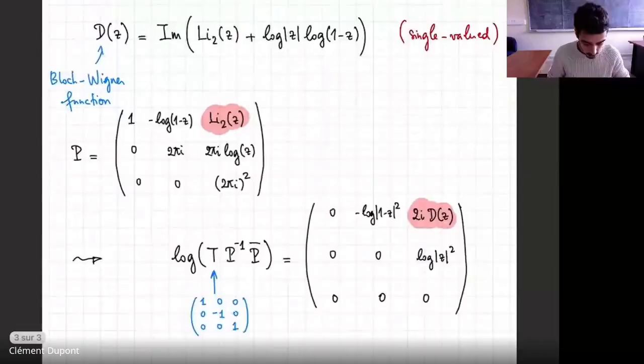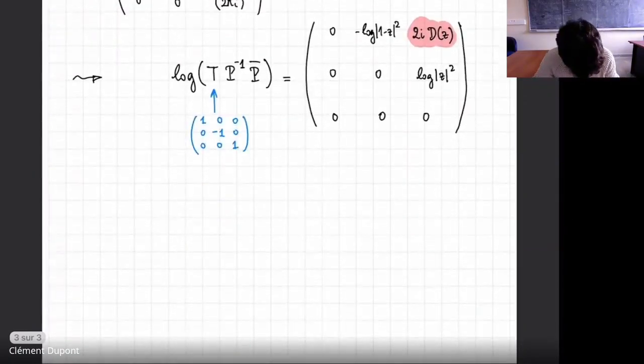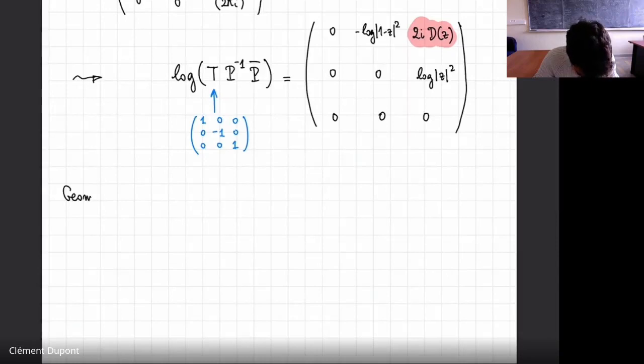Can you remind the geometry of this one? The geometry of this period matrix? Yeah. Sure. So it comes from, that's a very good question, thanks. It's my second favorite motive.